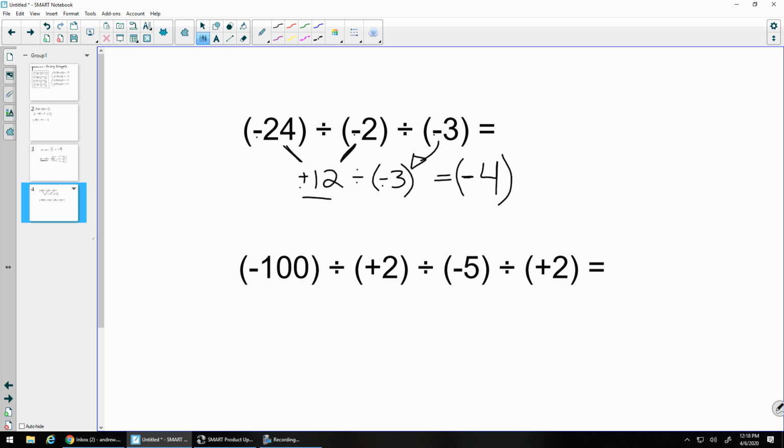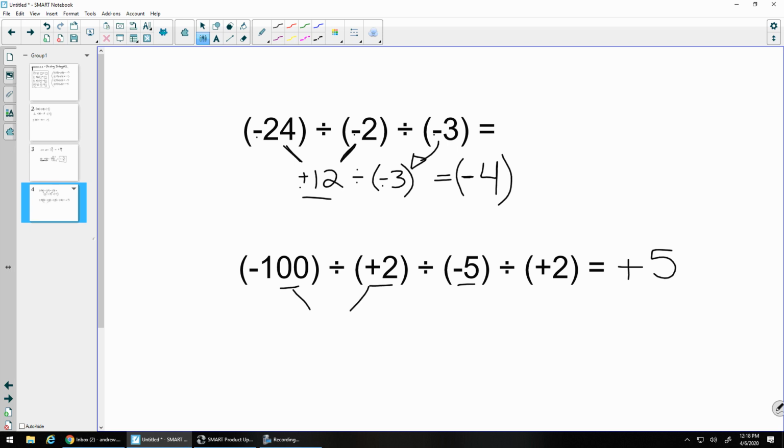Okay, let's look at this next one. We have negative 100 divided by 2, divided by negative 5, divided by 2. There are 2 negatives. When we see that there's 2 negatives, I know that my answer is going to be positive. Whenever there's an even number of negatives, your answer is positive. If there's an odd number of negatives, your answer is negative. So 100 divided by 2 is 50. Divided by 5, 50 divided by 5 is 10. 10 divided by 2 is 5. So my answer is positive 5.